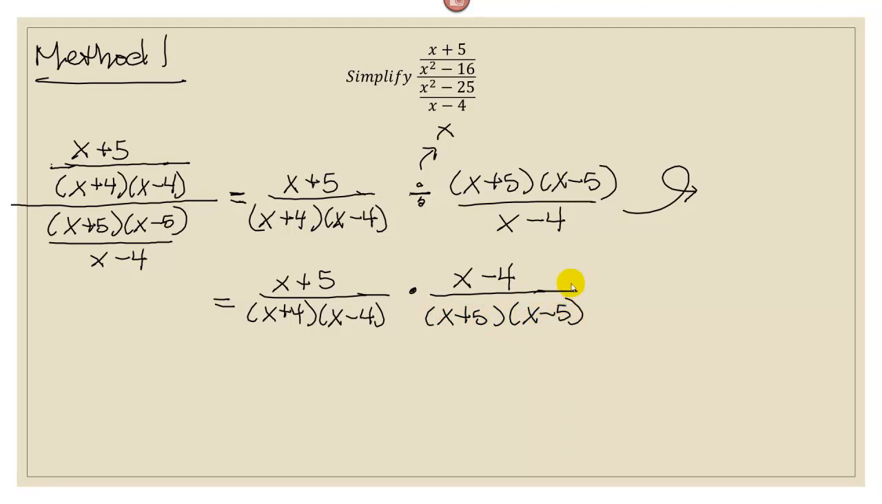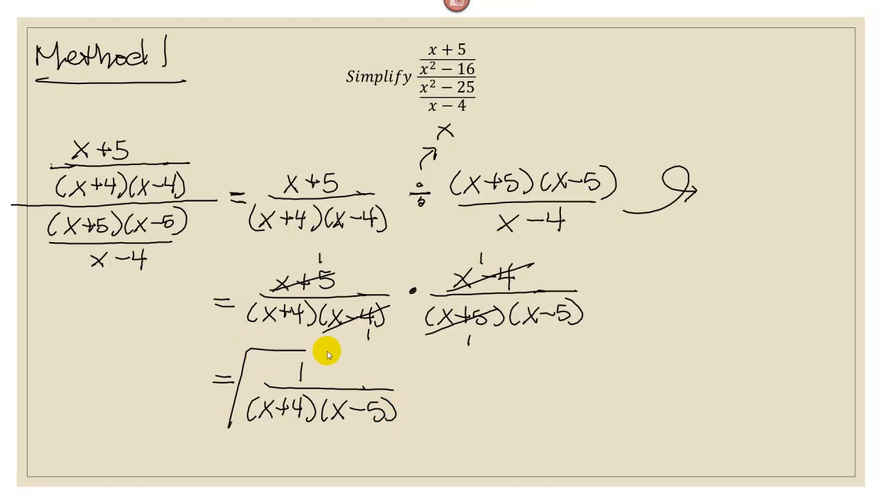Okay, does anything cancel here? Well, yes. Here we have an x plus 5 that can cancel out with this x plus 5. And remember, you can only cancel out factors. All right, here's an x minus 4, here's an x minus 4, those cancel. And again, when these cancel, they're canceling to be 1. So on the numerator, we just have 1. And in the denominator, we just have x plus 4 times x minus 5. All right, and we're done with that problem.